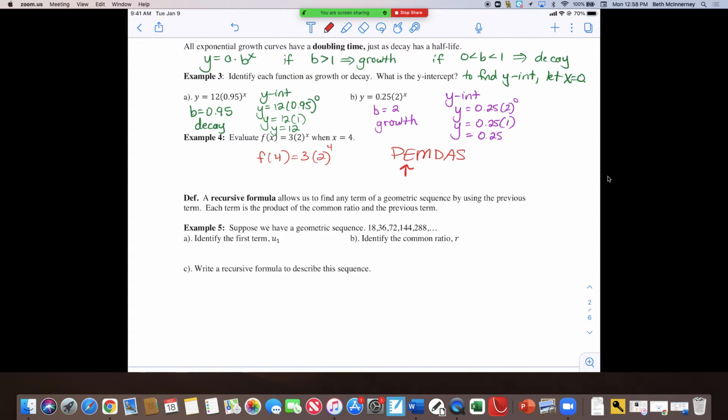So I have to do 2 to the 4th. You don't need a calculator. That's 2, 4, 8, 16. And then 3 times 16 is 48. So we do need to be able to evaluate exponential functions.